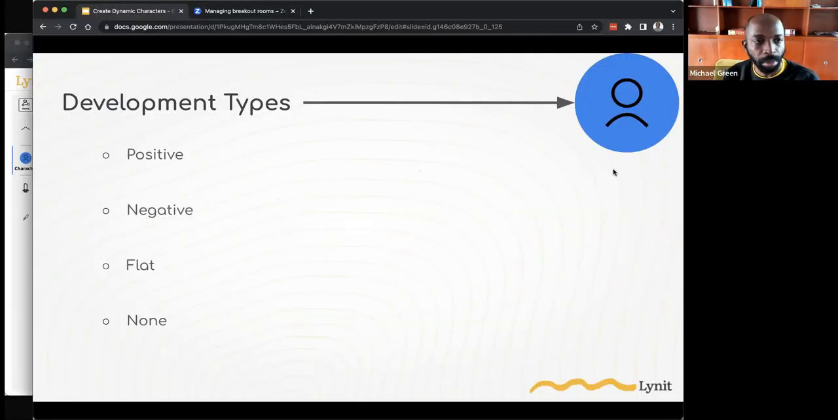So now we'll move on to the development types. As I mentioned before, there are 4 types. And the basis of all the types has to do with the character and their relationship to their internal challenges. So for positive, it's about, does the character reject their internal challenge?